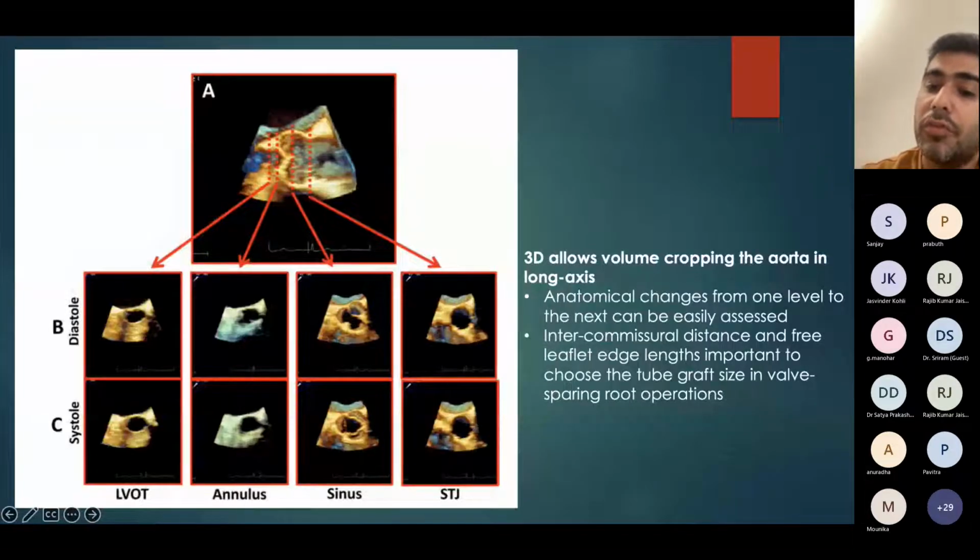3D echocardiography allows volume cropping of the aorta in the long axis at various levels, like the LVOT, the annulus, the sinus and the sinotubular junction, and any anatomical change from one level to the next can be easily assessed. Also, the intercommissural distance and the free leaflet edge distance are important to choose the tube graft size and for valve sparing root operations.